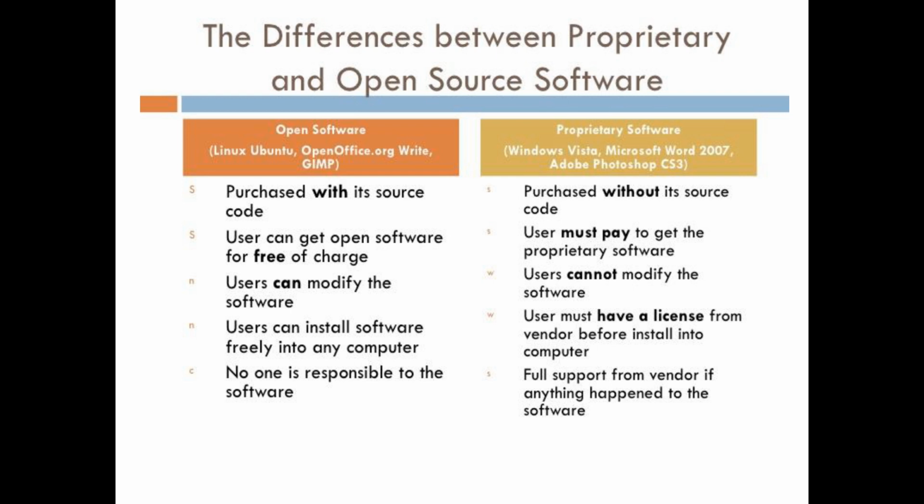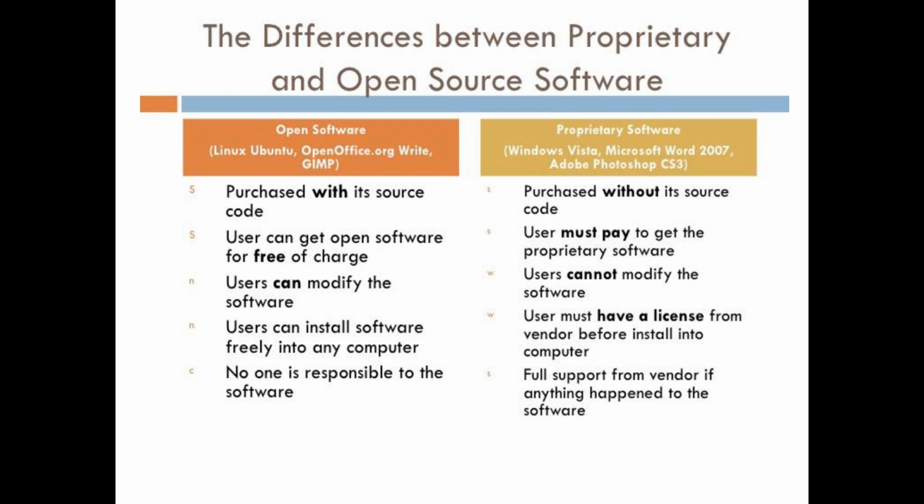The second important difference is that a user can get open source software free of charge, almost free. You need not spend your money to get open source software. When you go for proprietary software, you must pay to get it. You have to pay and get the license, and then you are free to use the software. So that's an important difference.